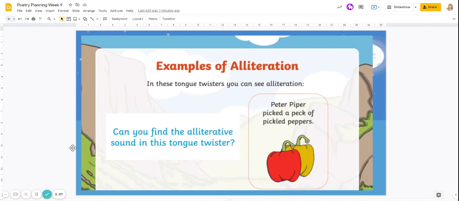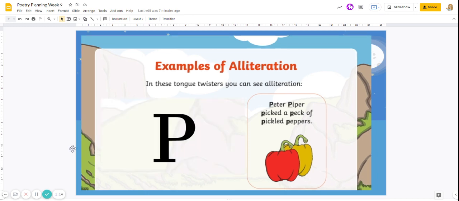Let's try another one. Peter Piper picked a peck of pickled peppers. That's a bit hard to say. Did you hear the sound that comes close together and is repeated in this sentence? Did you hear it? Yes, it's the P sound or the letter P being repeated here.